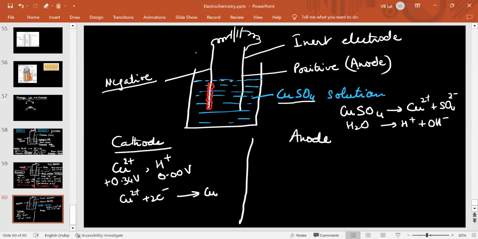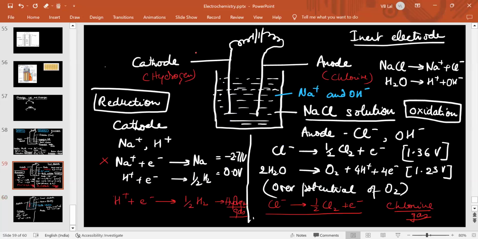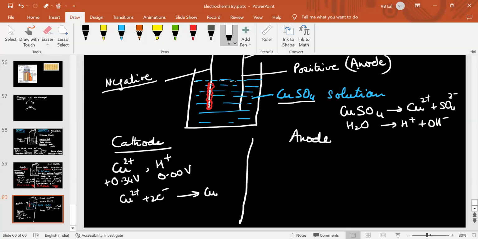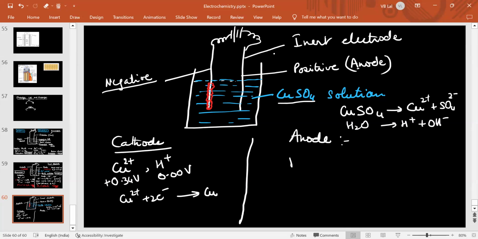Now, of these two, the reaction that I wrote earlier, the water will get oxidized here. So water gives you O2. We have to make O2, so 2H2O gives O2 plus 4H+ plus 4e-. This is the reaction that will happen at the anode. So what will be the product at the anode here? It will be oxygen gas. And what will be the product at the cathode? It will be copper.